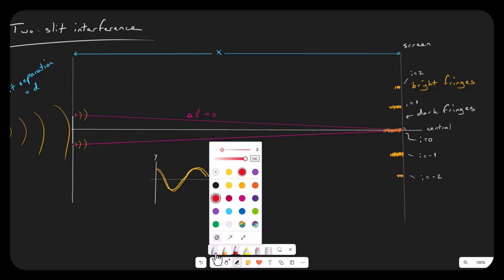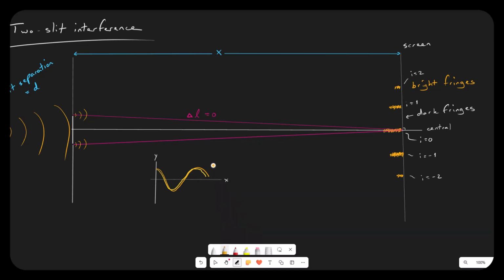When this happens, these waves are called in phase, meaning the peak of one wave is coming at the same time as the peak of another. Sometimes it's easier to see what it looks like when these are out of phase. When these are out of phase, they might look like this. This would be out of phase with the yellow.